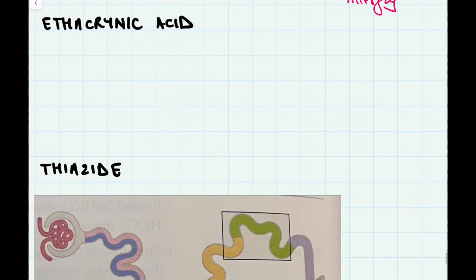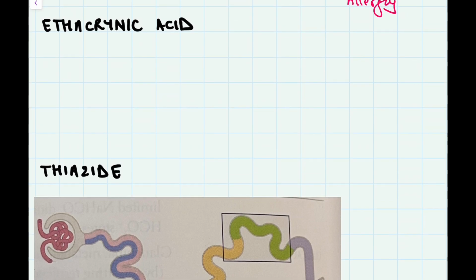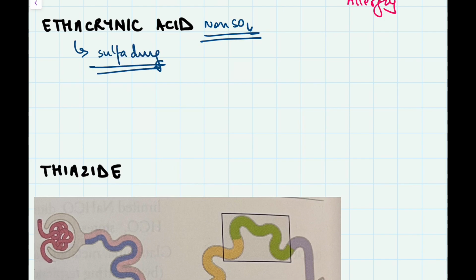Next is ethacrynic acid. So this is a non-sulfa inhibitor of the sodium potassium chloride channel, and it is used in patients who have allergy to the sulfa drugs, right? The only side effect that is more in comparison to the furosemide diuretic is that it is more ototoxic.